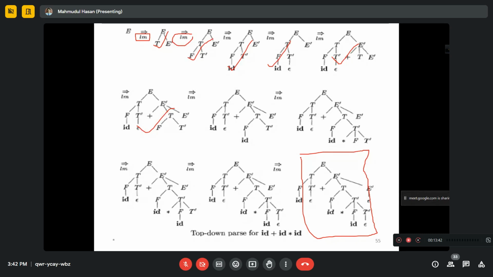Everyone got my point? No need to show every step. Only the ultimate, only the final parse tree is enough to answer. Got it? Got my concern? So I think you are able to answer this one, because I already discussed how to draw a parse tree.